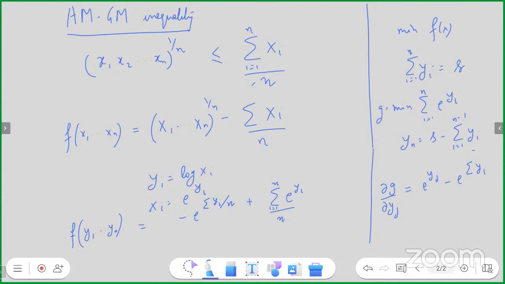There will be a minus here, before the summation, where i is less than or equal to n minus 1. Correct. So basically the second exponent is just yn. All of this is just yn. No, it should be s minus the summation.